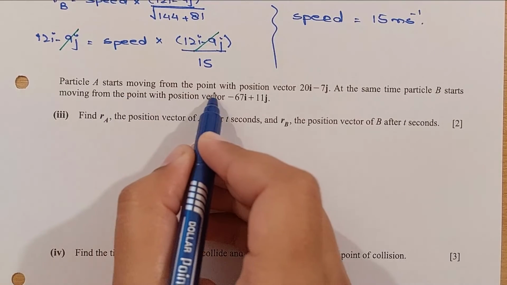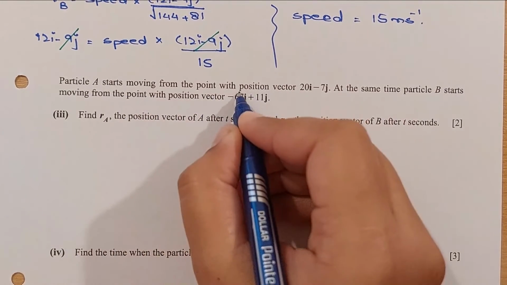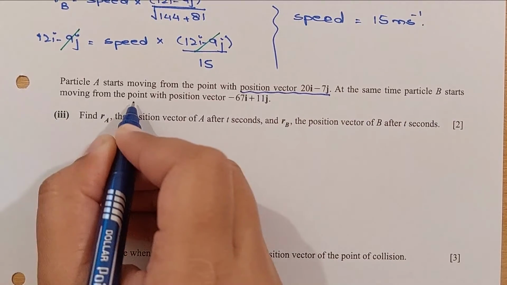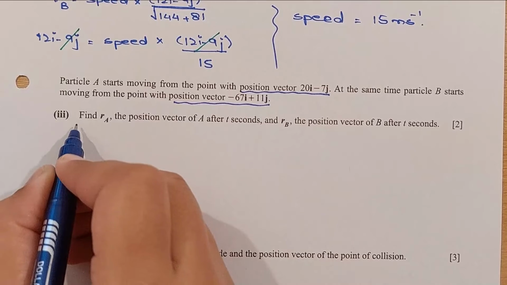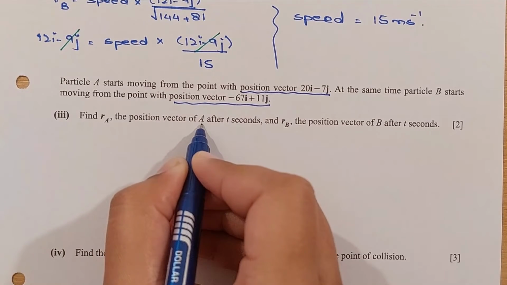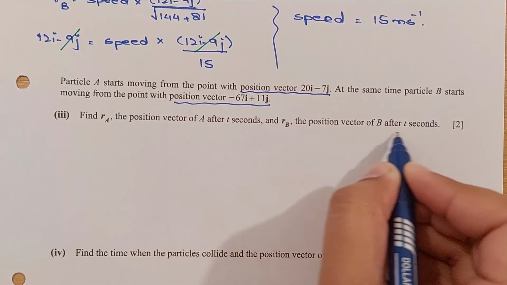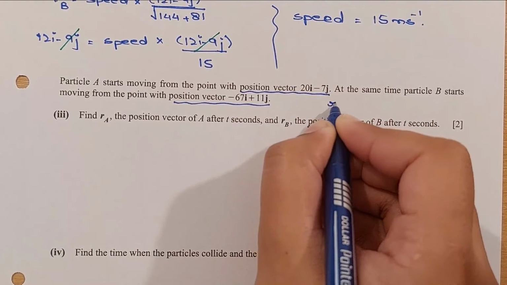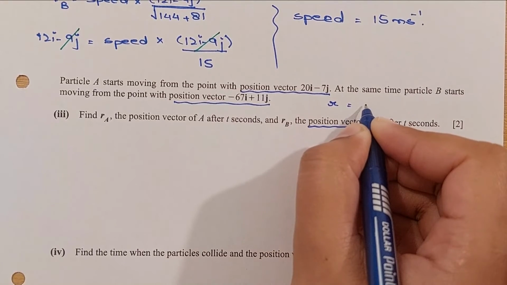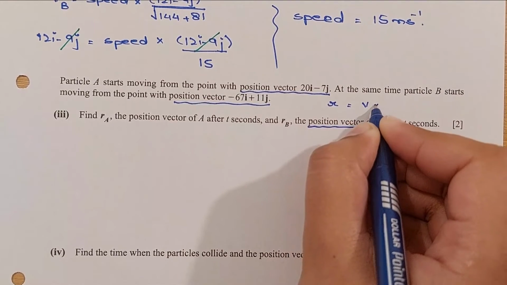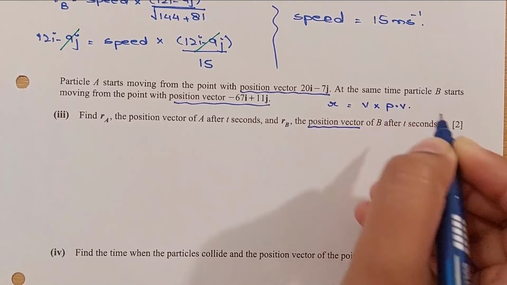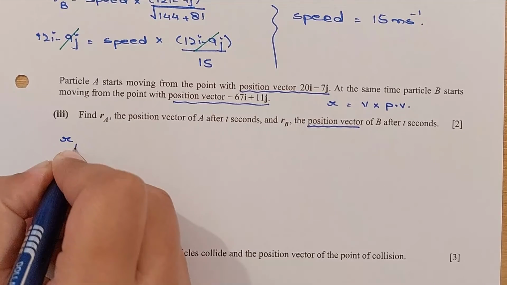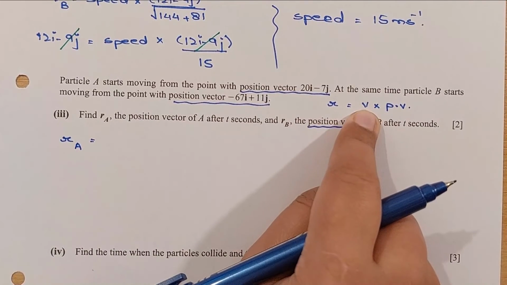Particle A starts moving from the point with this position vector. At the same time, particle B starts moving from the point with this position vector. Find RA, the position vector of A after t seconds, and RB, the position vector of B after t seconds. So what is a position vector, right? The position vector RA or RB is equal to the velocity vector multiplied by the time plus the initial position vector. So we can say that the position vector of A is the velocity vector of A.